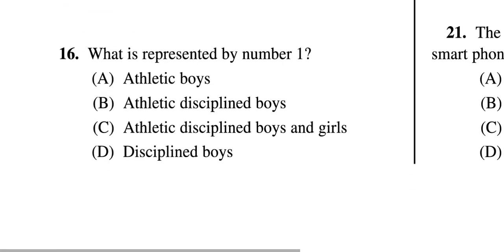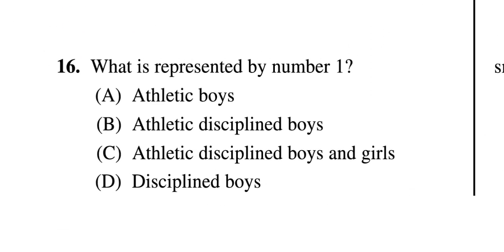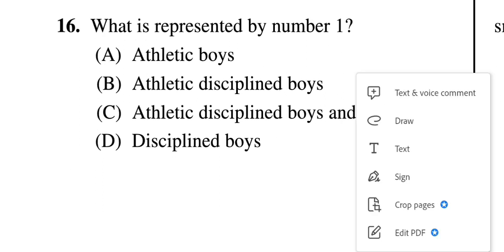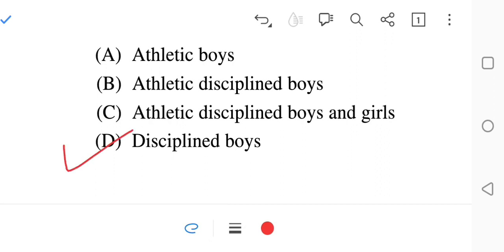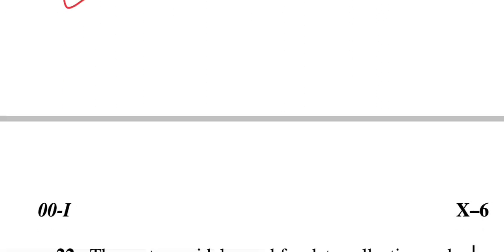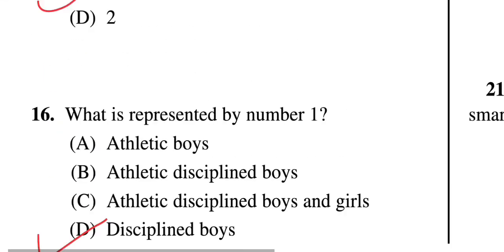Number 16, it says, what is represented by number 1? Athletic boys, athletic disciplined boys, athletic disciplined boys and girls, disciplined boys. 16, correct answer is D, that is disciplined boys. This is represented by number 1. How? Solve it, do it. Then only you will be effortlessly able to do it in the exam.